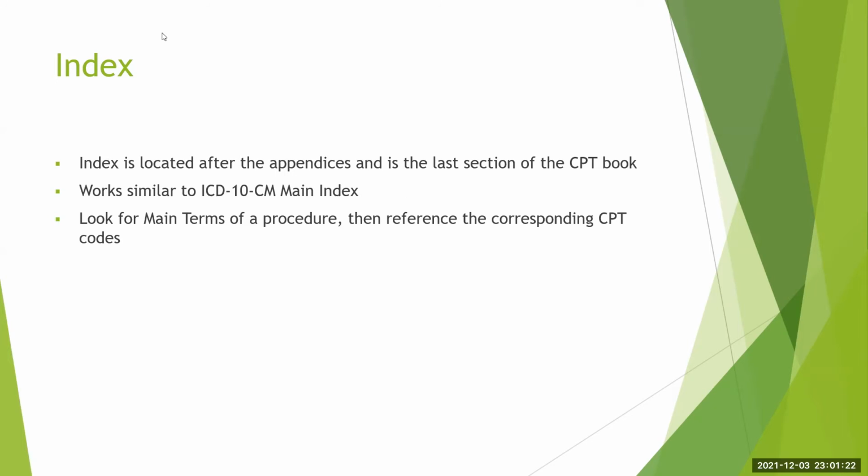The CPT Index is located directly after the appendices. It's the last section of the CPT codebook. The index functions much like the ICD-10-CM index by listing the main terms of a procedure and then referring the coder to the corresponding CPT code. This allows coders to look up the main terms for a procedure to find the correct procedure code. Once the main term is selected, any modifying terms and cross-references are followed until a code can be selected.